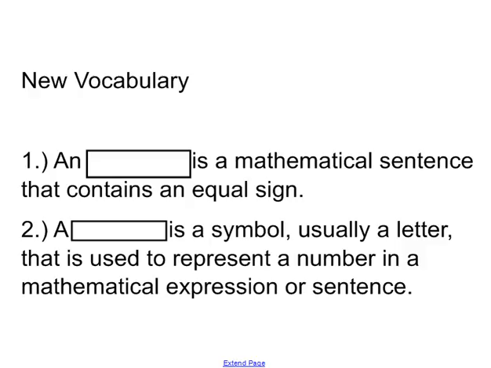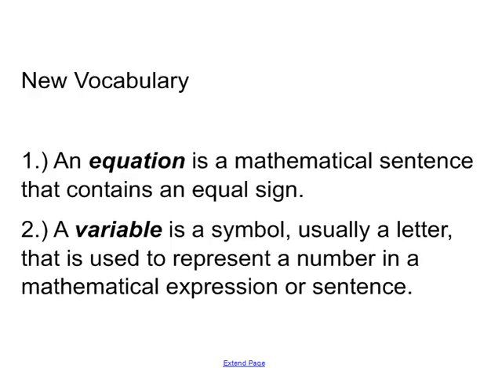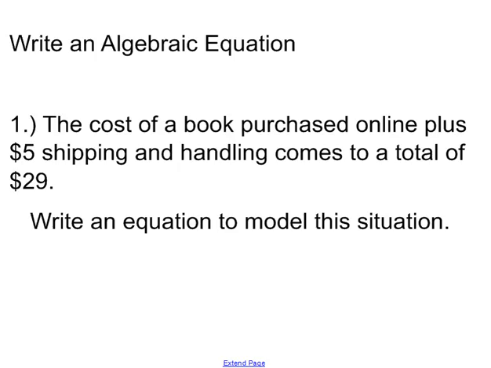A blank is a mathematical sentence that contains an equal sign. This is an equation. An equation contains an equal sign and is a mathematical sentence. It's taking the words from the word problem and putting them into mathematical symbols. A variable is a symbol, usually a letter, that is used to represent a number in a mathematical expression or sentence. That's not a new term for us. We've had that term before.